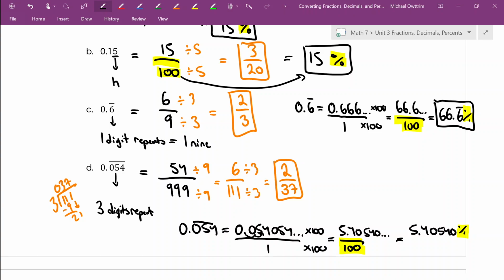Now the tricky part of this question is where does the repeat go? So we want our digits 0, 5, 4 to be repeating. So actually we can get rid of that final 0. Just say the 0, 5, 4 is repeating there for our percent.